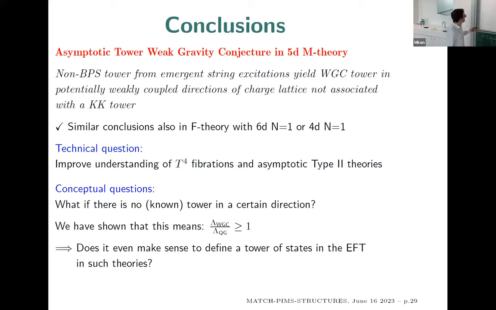And now for the physicists, it's a nagging conceptual question. What now if there's no tower in a certain direction? Well, what we know now is this is only then the case when the U(1) cannot become weakly coupled. But you could still ask, should the weak gravity conjecture not be satisfied nonetheless? This is an ongoing debate. We have some opinion on this and hopefully contribute more to the discussion. And for now, thank you very much for your attention. Thanks.